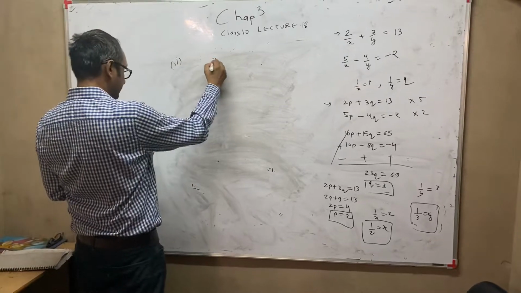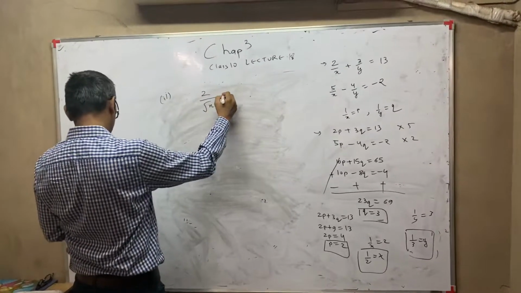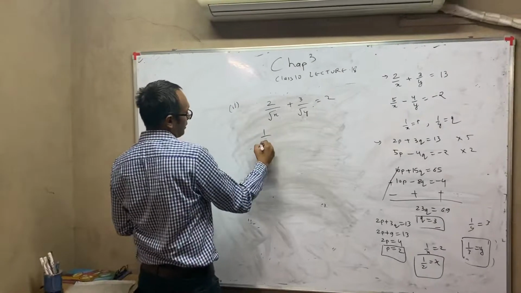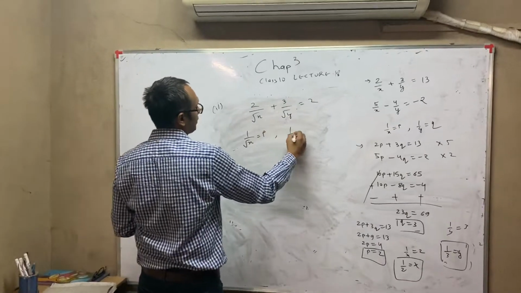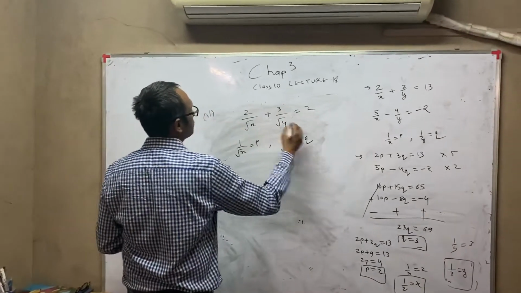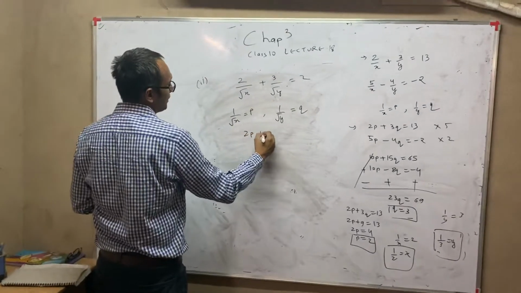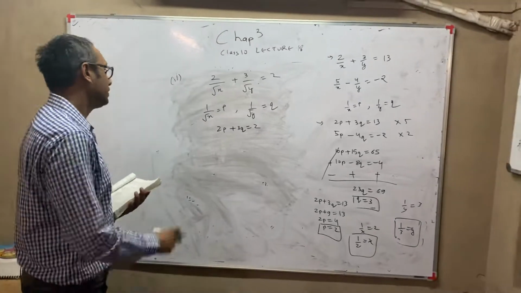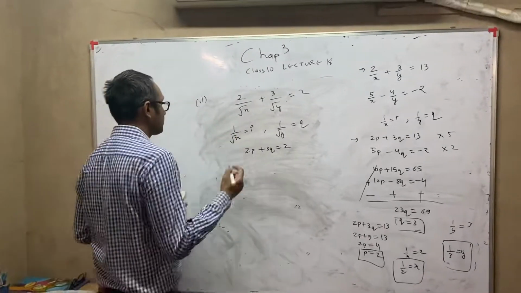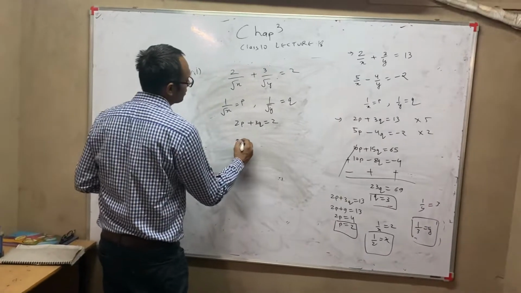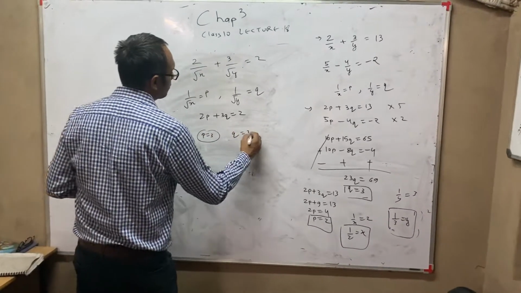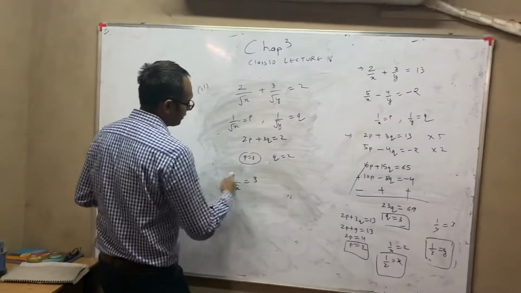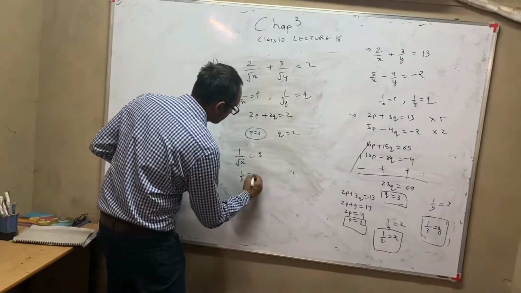Second sum, I am only writing the first statement because in that here you will put 1 upon root x equal to p, 1 upon root y equal to q. So equation will become 2p plus 3q equal to 2. Similarly the other equation also. Now here one step is, after you solve the equation, suppose you get p equal to 3 and q equal to 2, and when you put it, 1 upon root x is equal to 3, then root x will go up.